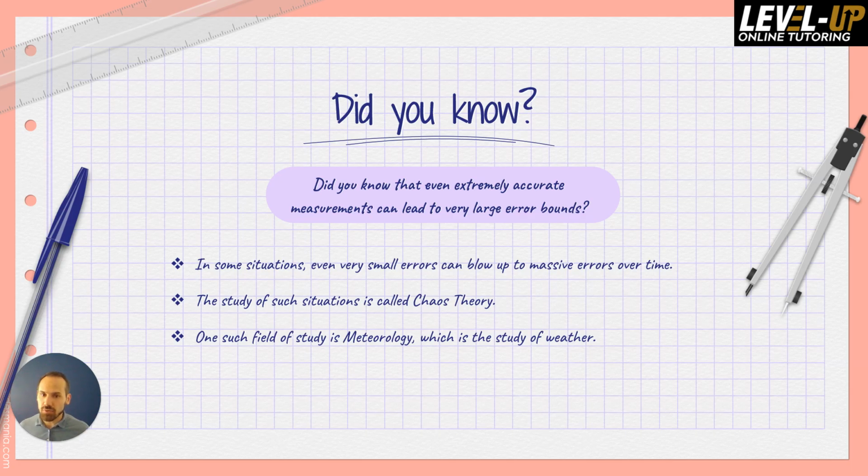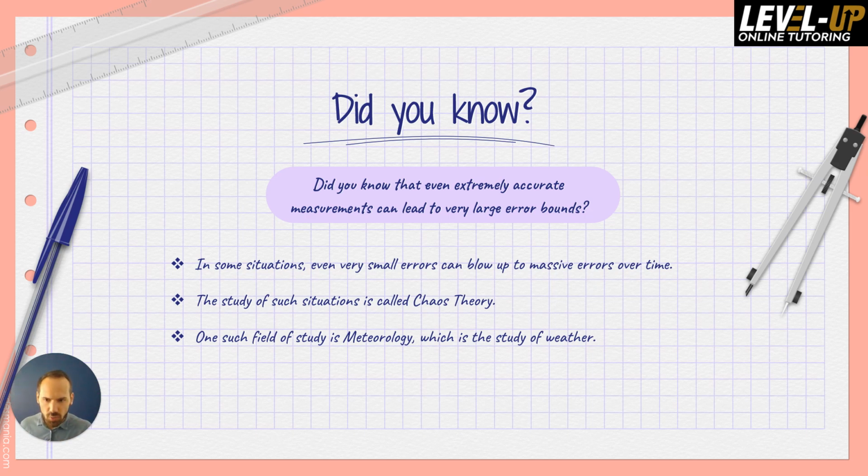One such field of study is meteorology, which is the study of weather. You might have noticed that the weather forecast never goes any more than a few days in advance. Even a few weeks in advance is not very accurate. And that's because of this. Even very small errors in our measurements of the weather can lead to very big errors over time.